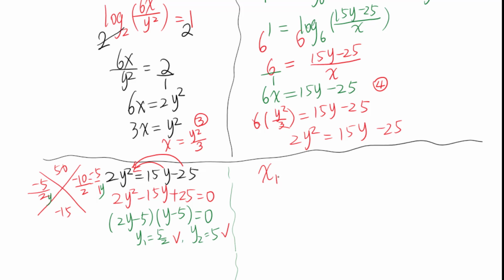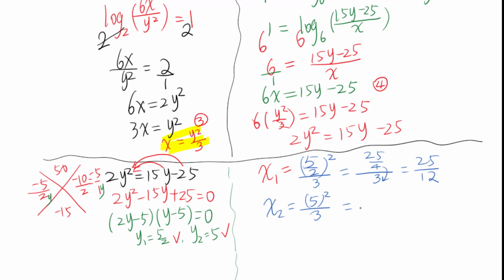For x1, we will plug into this equation. So (5 over 2) squared over 3 equals 25 over 4 over 3, drop down, that is 25 over 12. For x2 equals 5 squared over 3 equals 25 over 3.